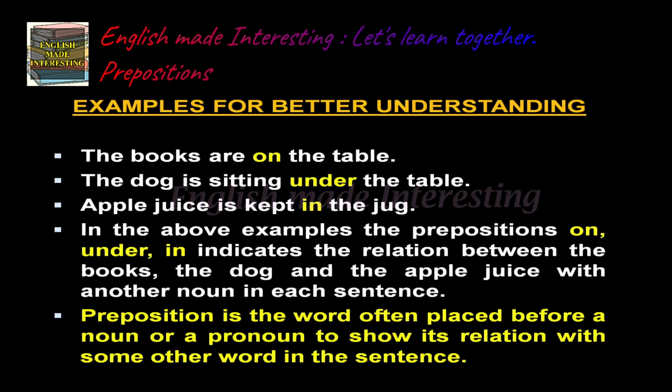Now, on to some examples for better understanding. The books are on the table. The dog is sitting under the table. Apple juice is kept in the jug. In the above examples, the prepositions on, under, in indicate the relation between the books, the dog, and the apple juice with another noun in each sentence. A preposition is a word often placed before a noun or a pronoun to show its relation with some other word in the sentence. This is a kind of revision for you.